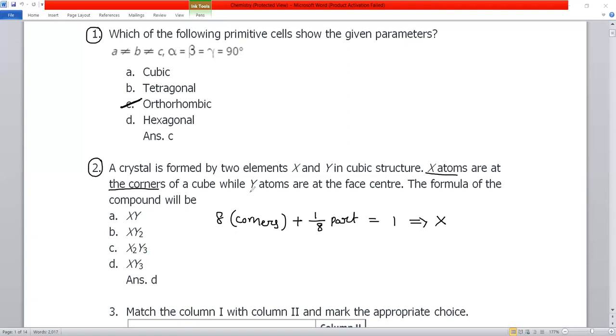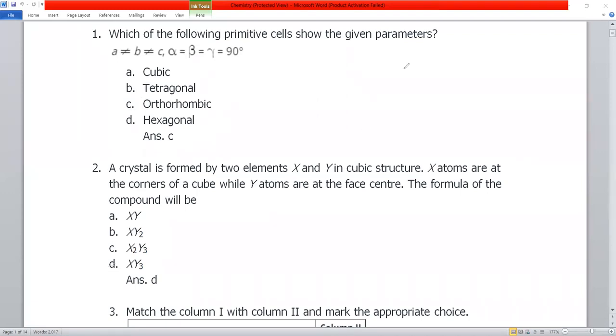Okay, the next, Y atoms are at the face center. We have 6 faces in the cubic system, and each belongs 1 by 2 part. So how much are we getting here? 3, which belongs to Y. So what ratio do we have here? 1:3 ratio. So the molecular formula is XY3. So option D is the correct one, students.